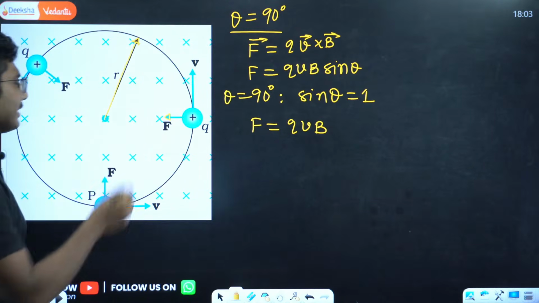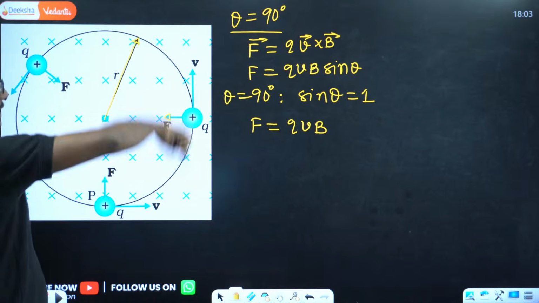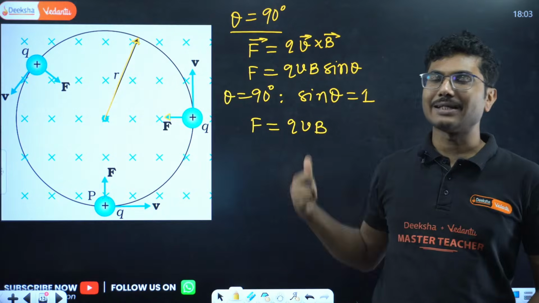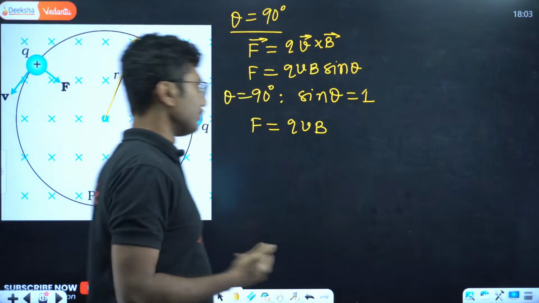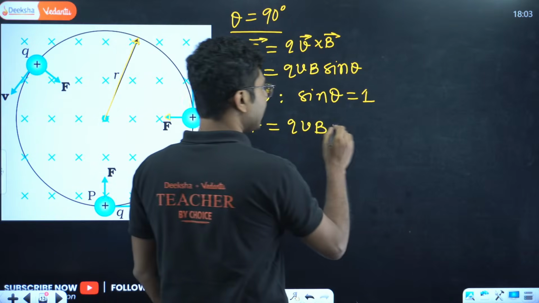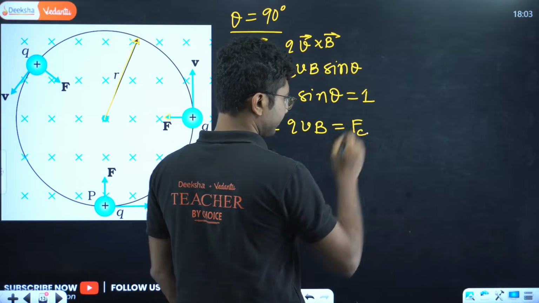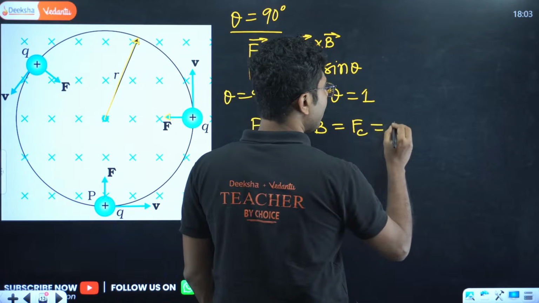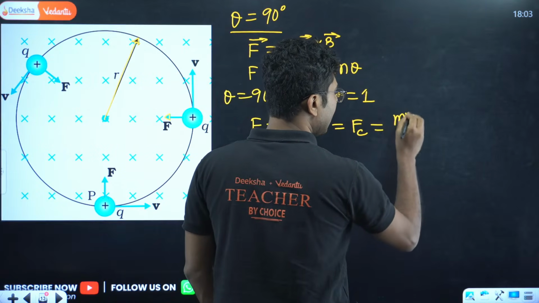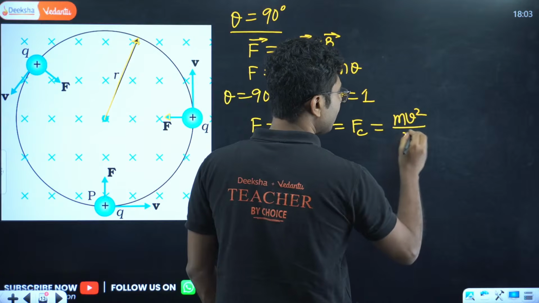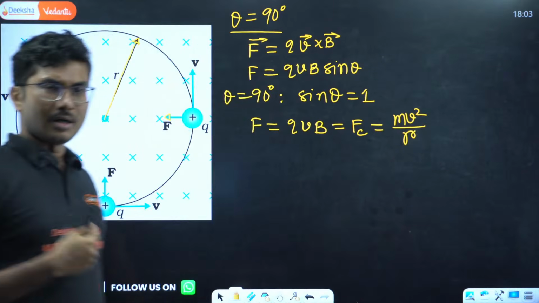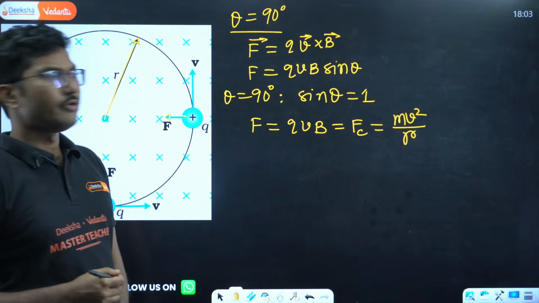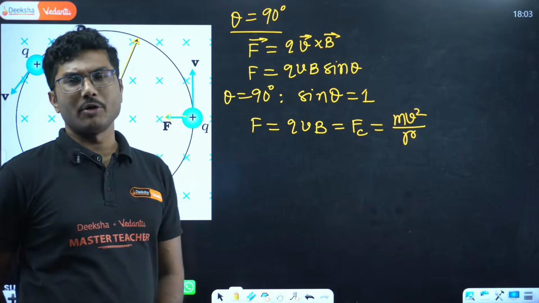This force actually makes the particle move in a circular motion because it acts as the centripetal force. And what is centripetal force? If you remember from your first PUC, for a particle moving in a circular motion, there is a centripetal force which acts towards the center of the motion, which is given by mv squared upon r.